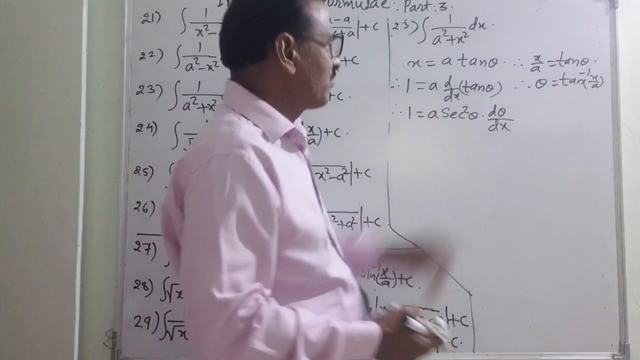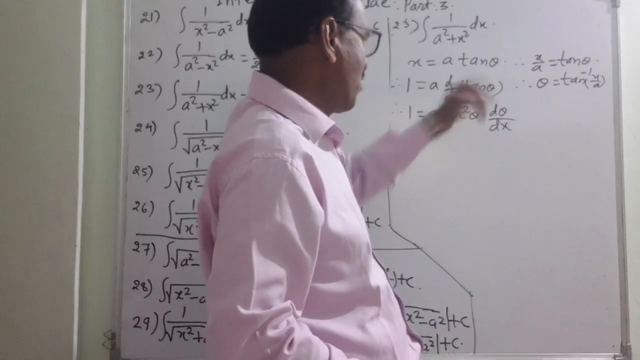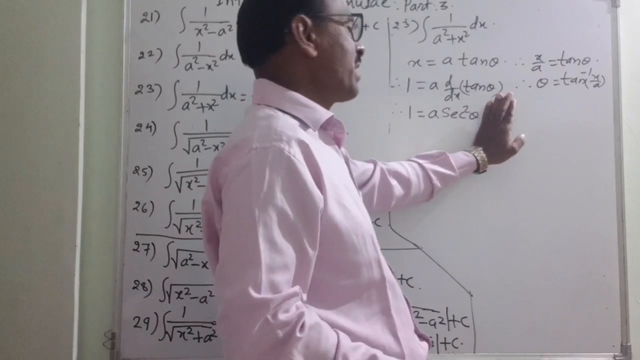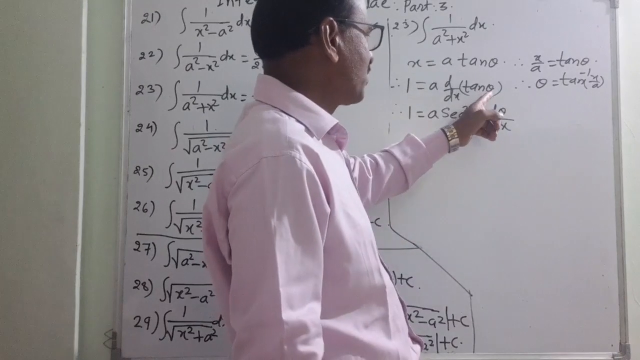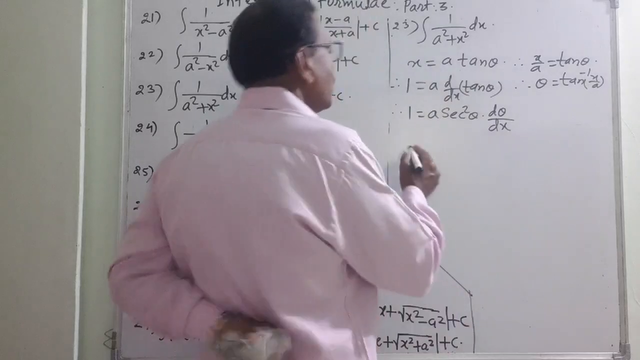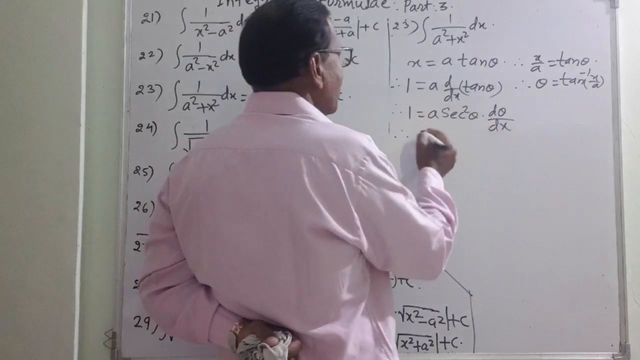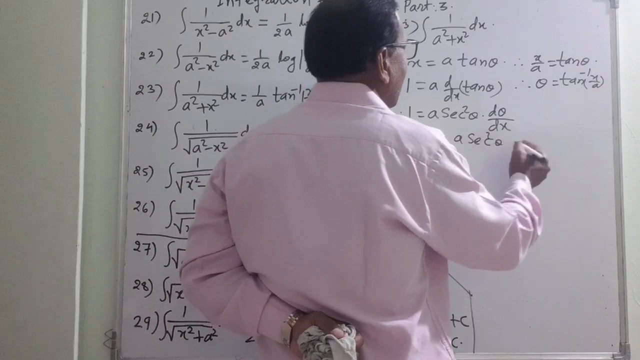I am differentiating with respect to x, but here it is theta. If it would have been x, then sec square x would be the final answer. But with respect to x, the derivative of theta will be d theta by dx. This dx I will bring here. dx is equal to a sec square theta d theta.